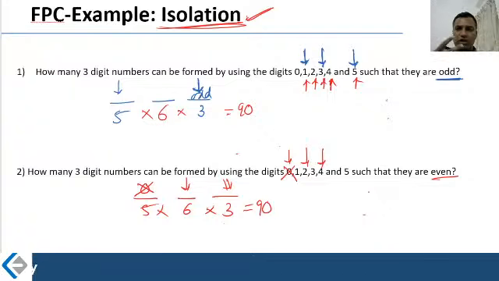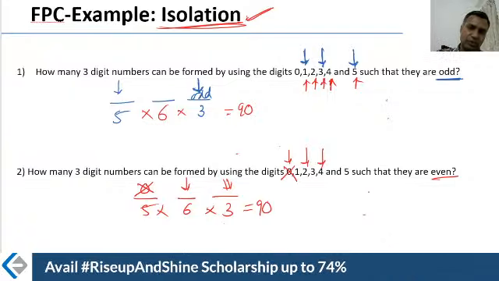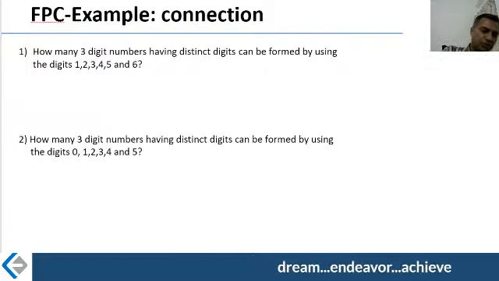So therefore you got an orientation to this. What I tried to do in the last 10 minutes is quickly speak about isolation and the fundamental principle of counting, and how that multiplication is going to be used. Right. Okay. Now let's come to the second part, connection.